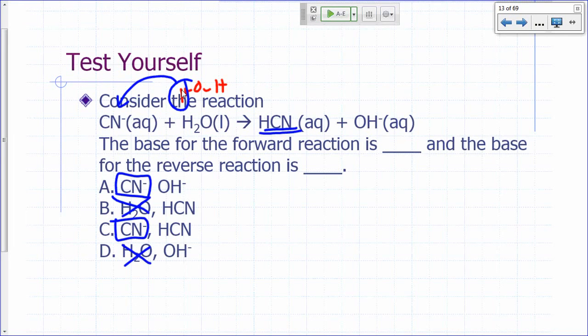What's the base for the reverse reaction? If the reaction were to go in reverse, what would have happened? How do you get back your cyanide? This H plus has to transfer over to give you water, leaving behind a cyanide. So for the reverse reaction, what's your base? It would be your hydroxide. So the correct answer is A.